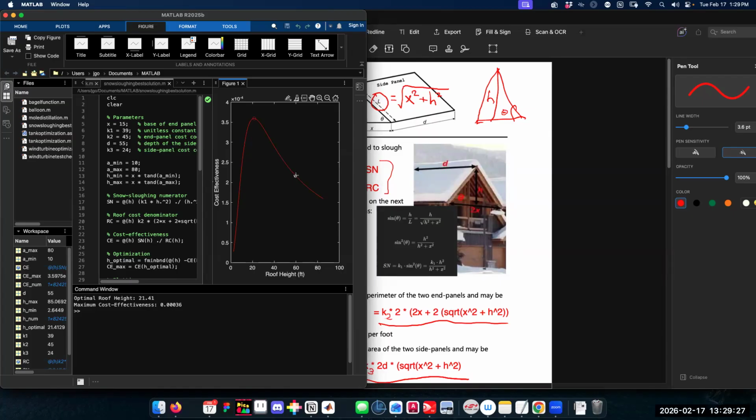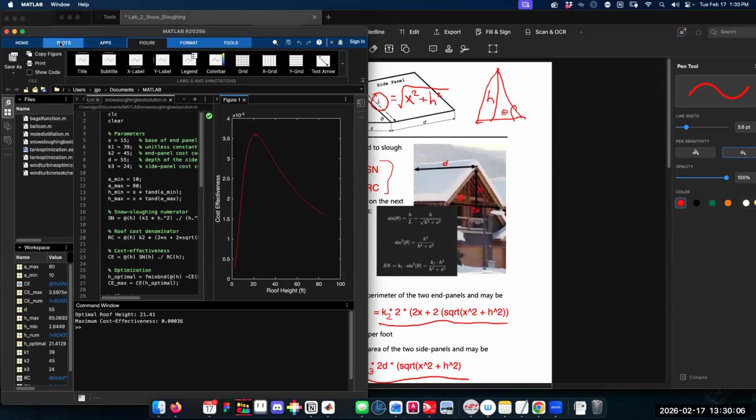So it says point whatever 0002. Or actually, if you read it from the graph, my bad, it's a little easier. 2 point something. And then over here is the max cost effectiveness. So that means this is an optimization problem. So the max of this graph gives you the optimal x variable. Since this is the max here at 20-ish feet, we have the most cost-effective roof, 3 point something.